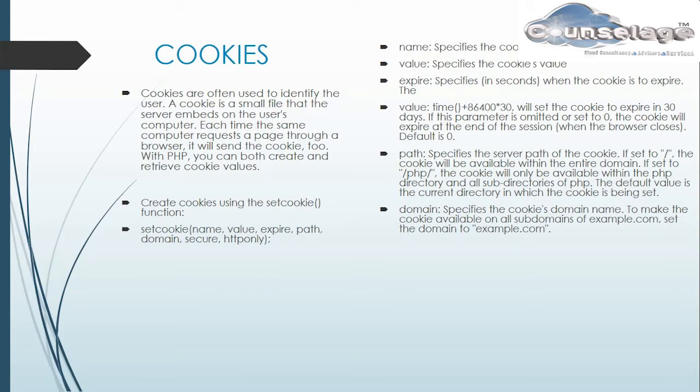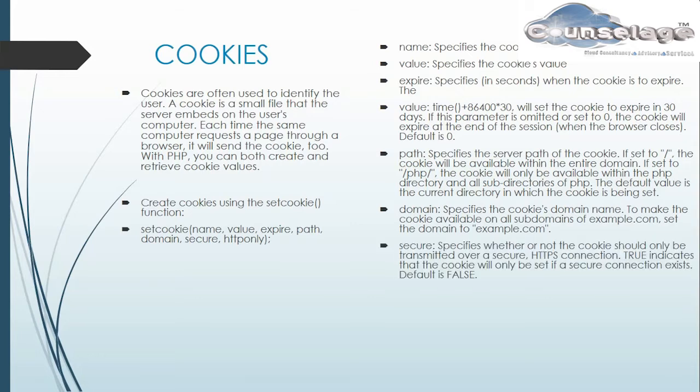Domain. It specifies the cookie's domain name. To make the cookie available on all subdomains of example.com, set the domain to example.com. Next comes secure. It specifies whether or not the cookie should only be transmitted over a secure HTTPS connection. So here the value is true or false for the secure option.